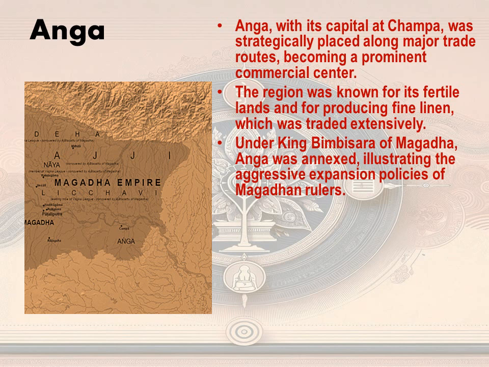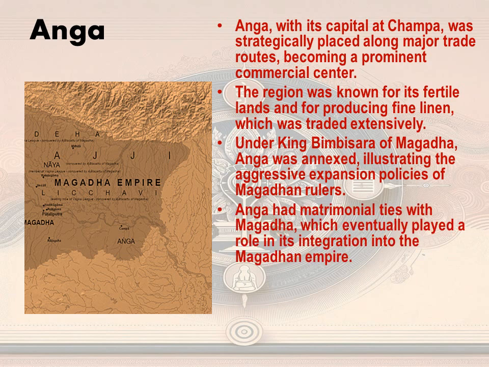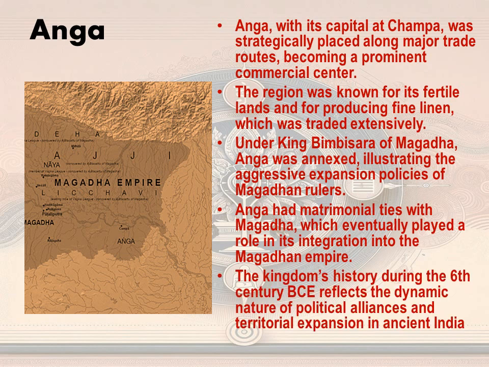Under King Bimbisara of Magadha, Anga was annexed, illustrating the aggressive expansion policies of Magadhan rulers. So when King Bimbisara was the ruler of Magadha, at that time he annexed Anga. Anga had matrimonial alliances with Magadha, which eventually played an important role in the integration of the Magadhan Empire. So the rulers of Anga developed matrimonial alliances, marriage relationships, with the rulers of Magadha, and thus it became integrated into the Magadhan Empire.